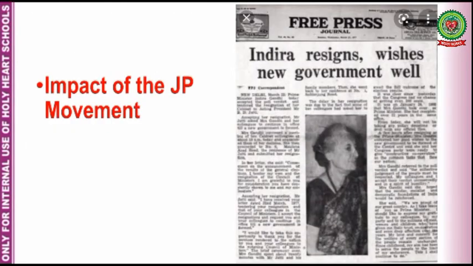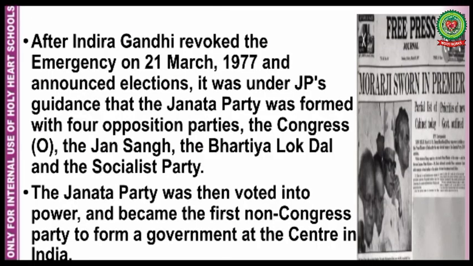Now let us discuss the impact of the Jayaprakash Narayan movement on Indian politics. After Indira Gandhi revoked the emergency on 21 March 1977 and announced elections, it was under JP's guidance that the Janata Party was formed with 4 opposition parties: the Congress O, the Jansangh, Bharatiya Lok Dal and the Socialist Party.